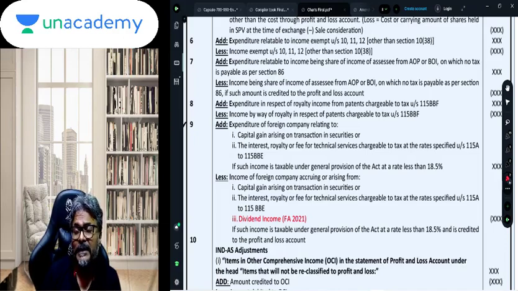Secondly, students, even the interest income in certain cases, like the interest received by the foreign company in respect of their investment in long-term infrastructure bond, interest received from the business trust, or the interest which is received from a rupee denominated bond. So those interests are eligible for a lower rate of 5%. So that also will be excluded while determining the book profit.